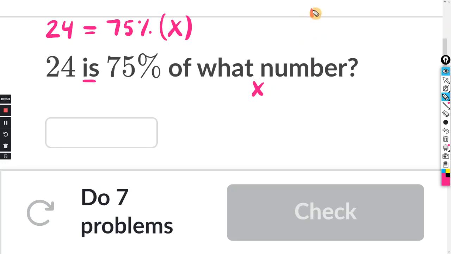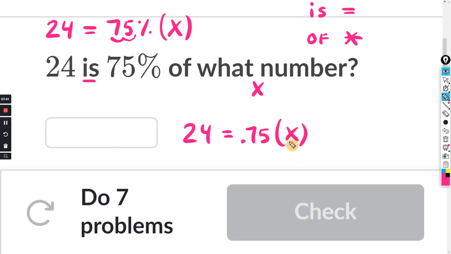Alright, so for these problems, if you see the word is, it's usually going to mean an equal sign. And if you see the word of, it's usually going to mean multiply. So 24 equals 75 times x. We need to convert the percentage to a decimal. Okay, so I'm going to keep the 24 and the equal sign. 75%, in order to convert to a decimal, you move it to the left 2 places. So 75% is the same as 0.75, and that's times x.